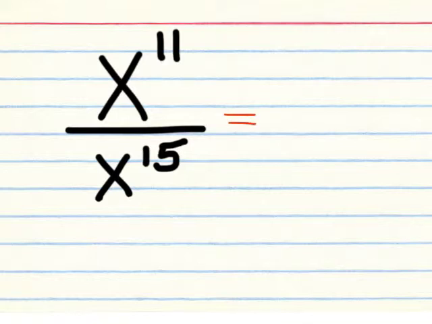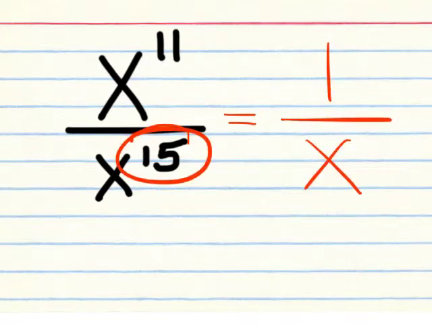The solution to the practice problem: 15 is on the bottom. It's the highest one, so put an x on the bottom, 1 on the top. 15 minus 11 is 4. 1 over x to the fourth.